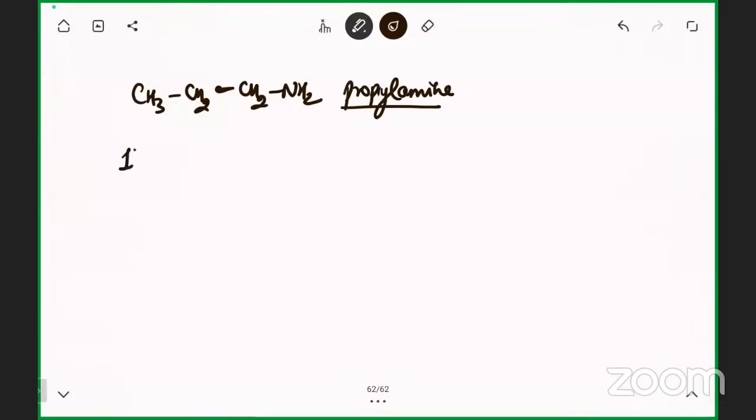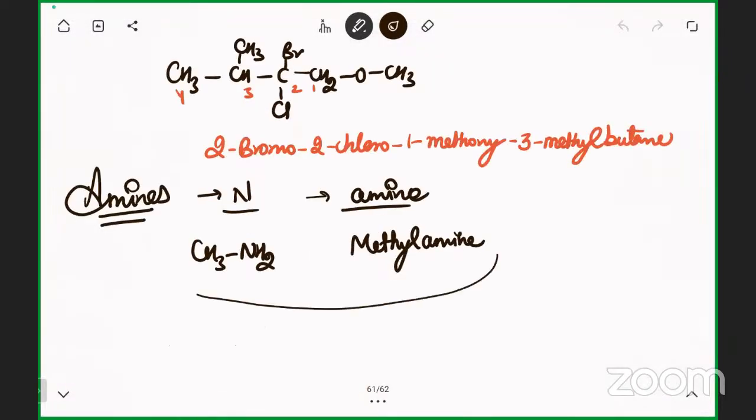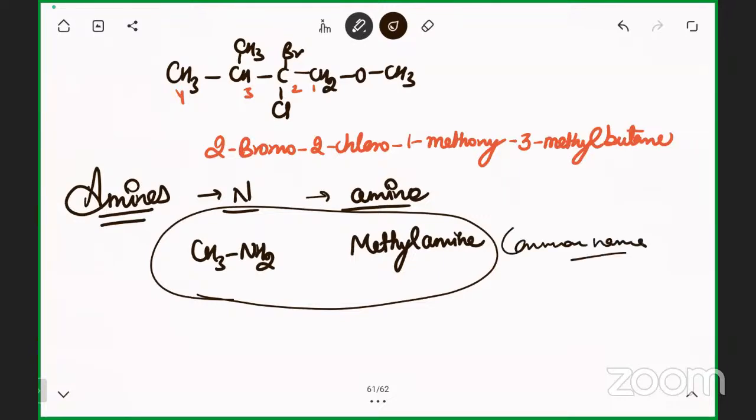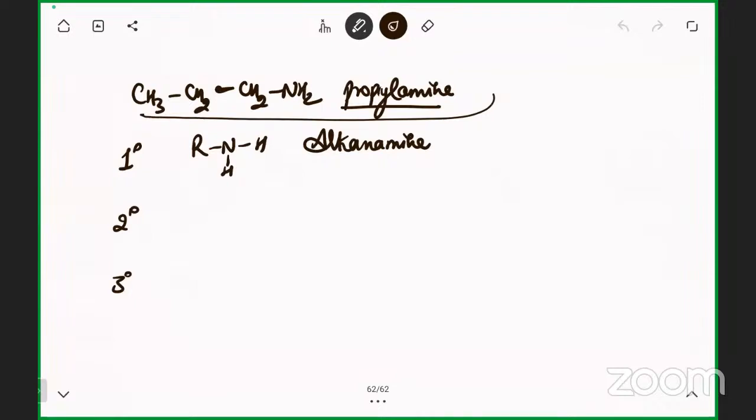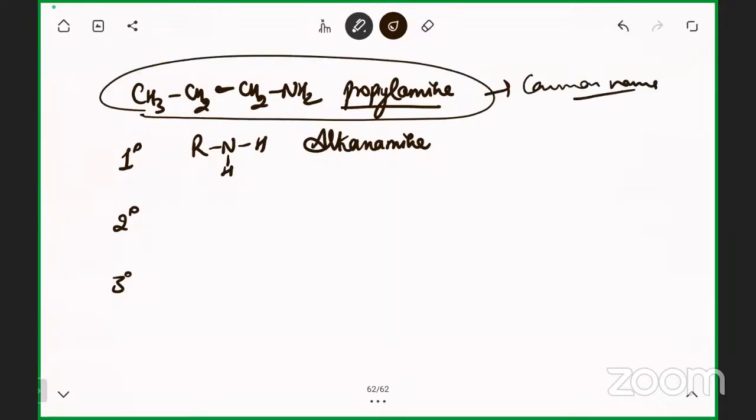Okay, let's take another example. First I'm telling you 1 degree, then 2 degree, then 3 degree. 1 degree is RNH2. One R group is present, so you'll write the name as alkanamine. The thing I'm telling you is the common name, not the IUPAC name. So we'll go for the IUPAC now.